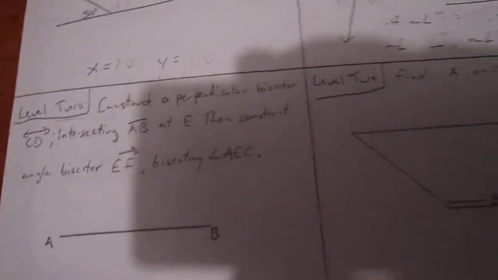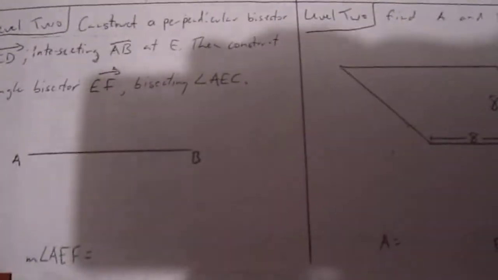So again, if 5 is 107 degrees, find the measure of angle 3, well, that'll be 73 degrees. Find the measure of angle 4, that will be 107 degrees. Find the measure of angle 7, that'll be 73 degrees. Find the measure of angle 8, that'll be 107 degrees. Alright, there we go. Next, construct a perpendicular bisector CD intersecting AB at E.